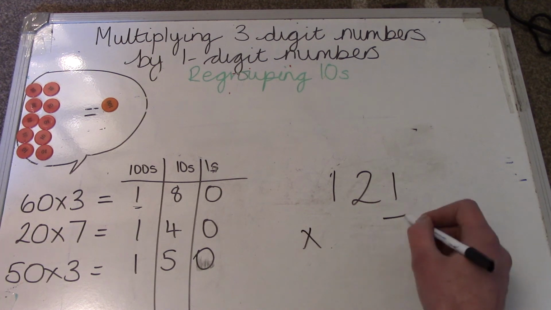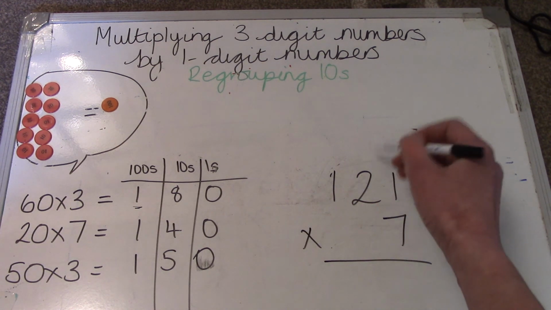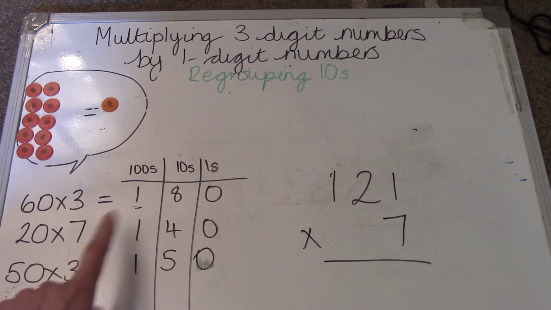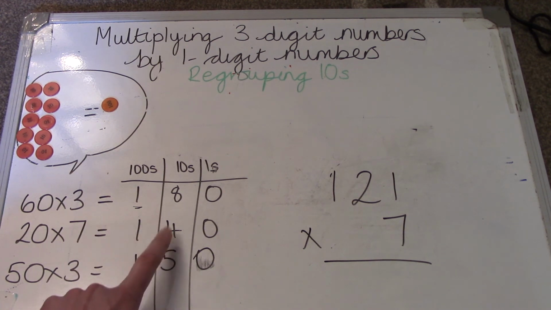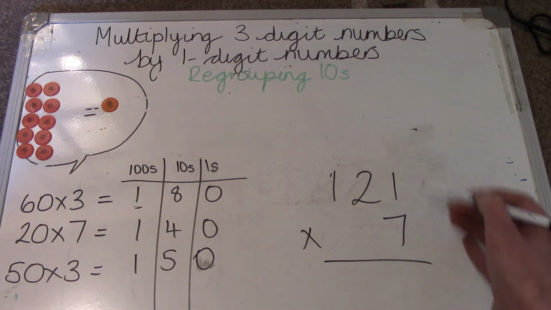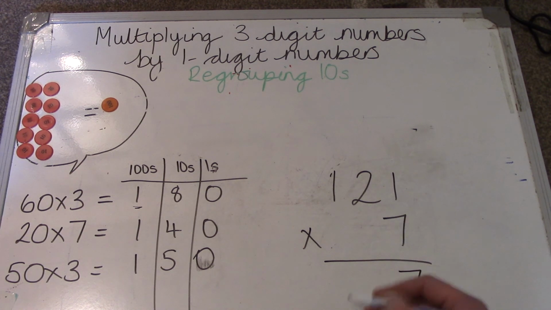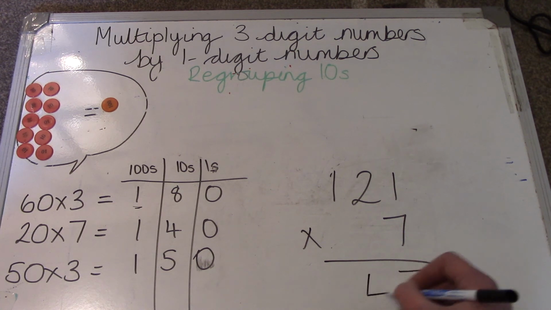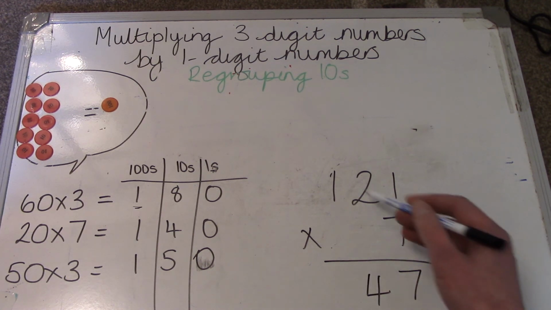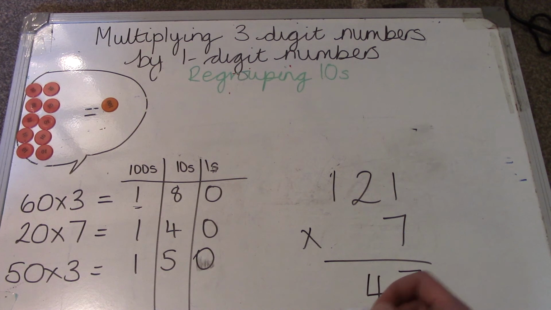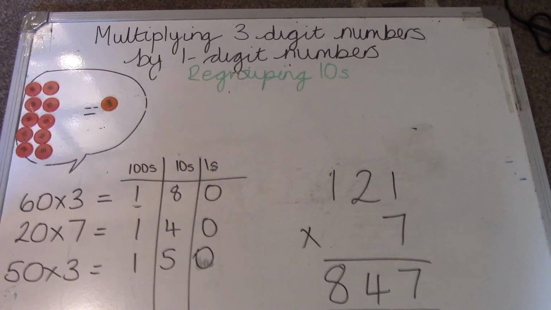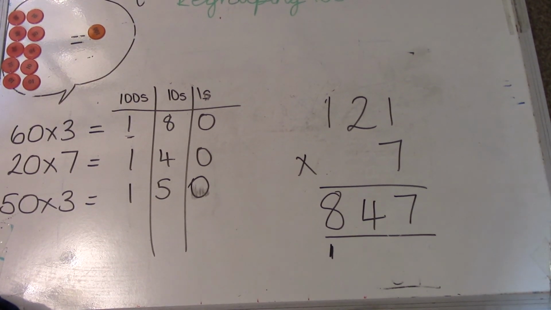And the final example, 121 multiplied by 7. You can see here that we're going to have to regroup. We're going to end up having 14 tens, aren't we? So we're going to have to regroup to make 100, and this is how it looks. 7 times 1 is 7. 7 times 2 is 14. 7 times 1 is 7, plus that 100 you've already created, 847. Oh, you can't see it. There we go. That's what that should look like.